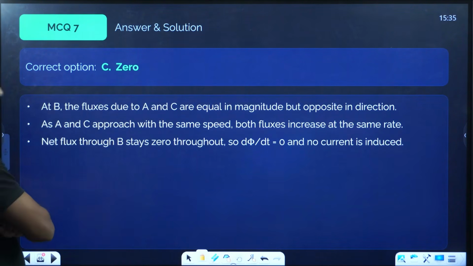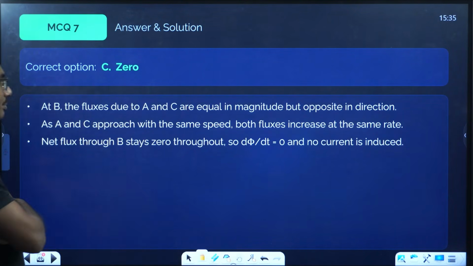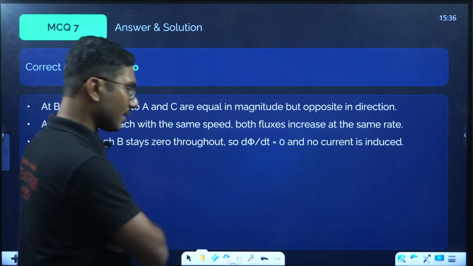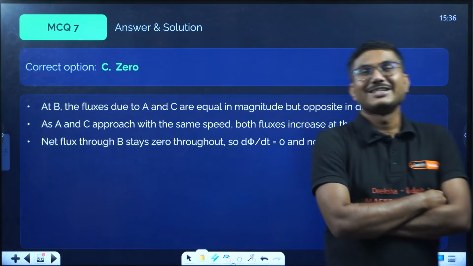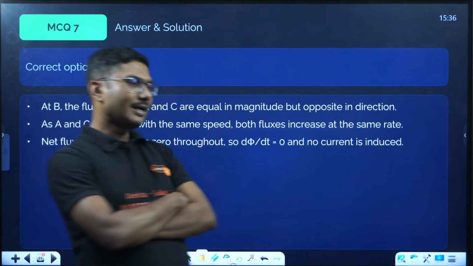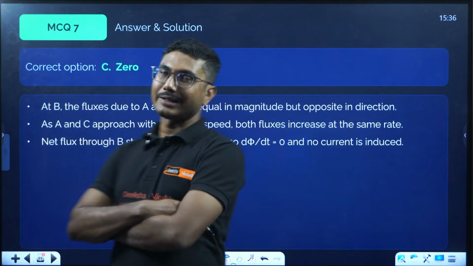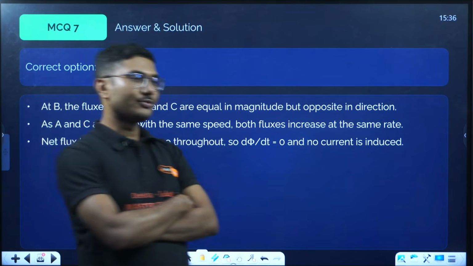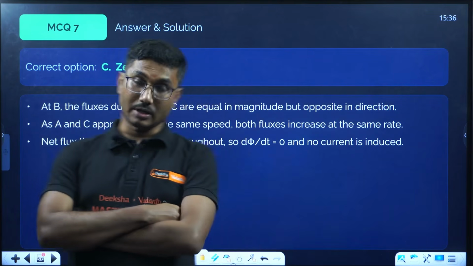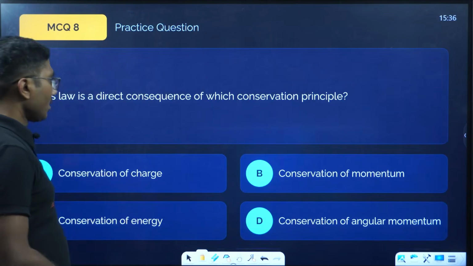As A and C approach with the same speed, both fluxes increase at the same rate. Net flux through B stays 0 throughout. So d phi by dt is 0, so no current is induced. So that is one explanation as well, that flux change itself is 0. No flux change means no induction at all. Or you can say that if you use the superposition principle, you consider one coil at a time, and then at the end you add them up, that is also fine. If you are moving one coil, it will produce a circular current, another coil produces anti-circular current, so they will cancel each other. That is also another explanation.